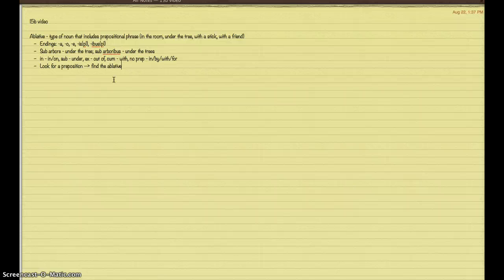Okay, so find the ablative, determine the number. So the number in grammar, if you remember, is singular or plural. Okay, that's going to help you with your translation, just like up here when we said under the tree versus under the trees. Arbore, arboribus. Big difference. Okay, determine what the word means.